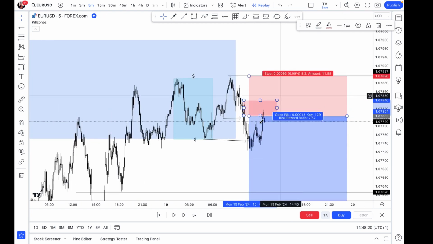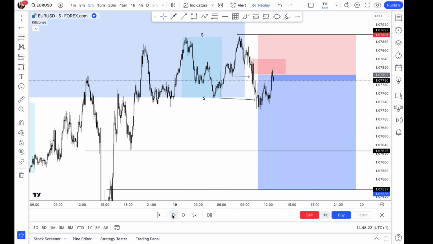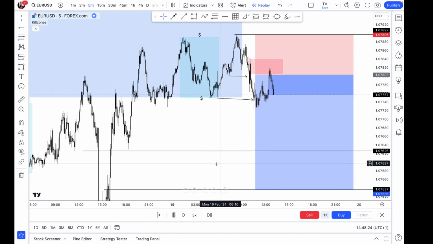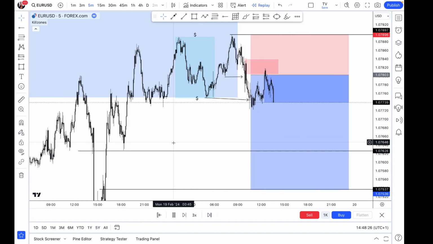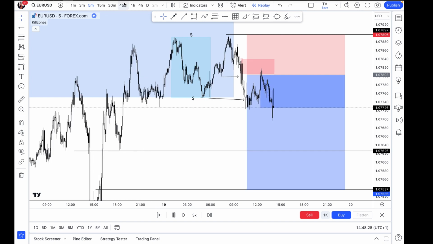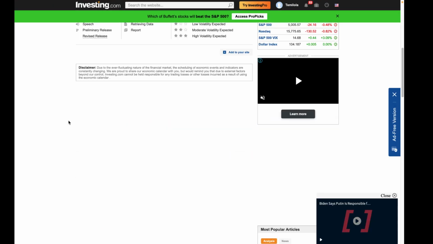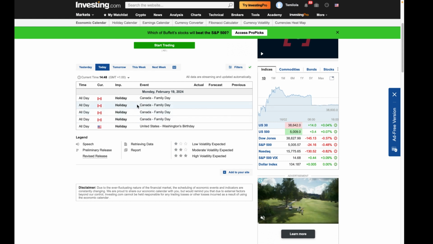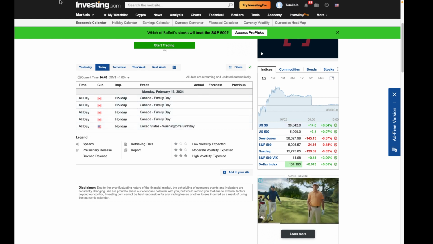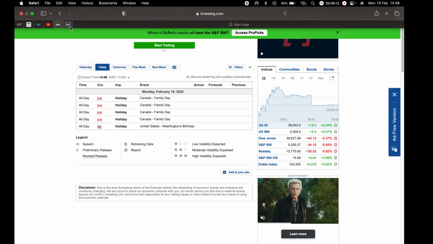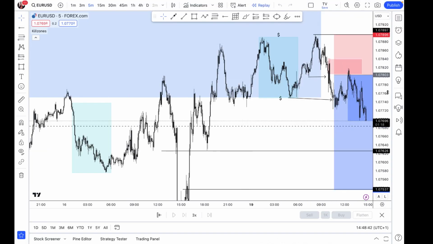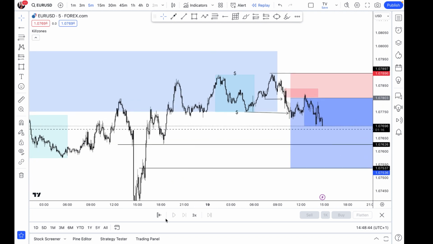I'll still be waiting at this 45 minutes level that I have marked out, and market has been moving very well. Today market is kind of slow. Why? Market is slow because we have bank holiday in Canada and also in the United States. So just the United Kingdom is not having bank holiday today. So I think that's why price is kind of slow.